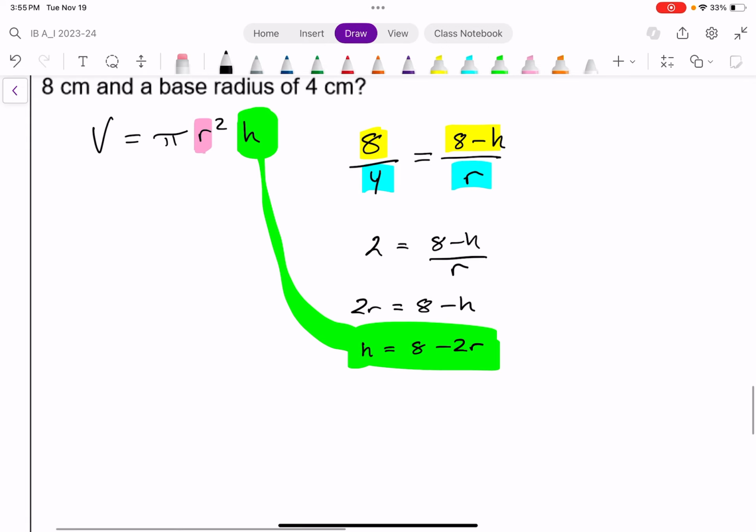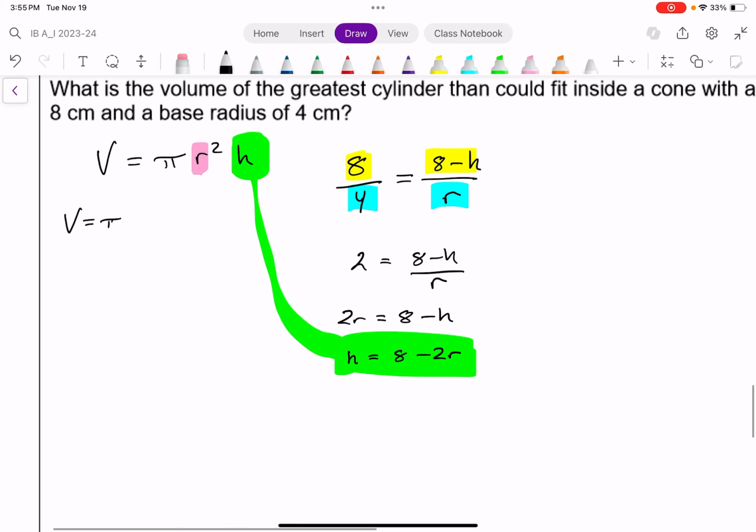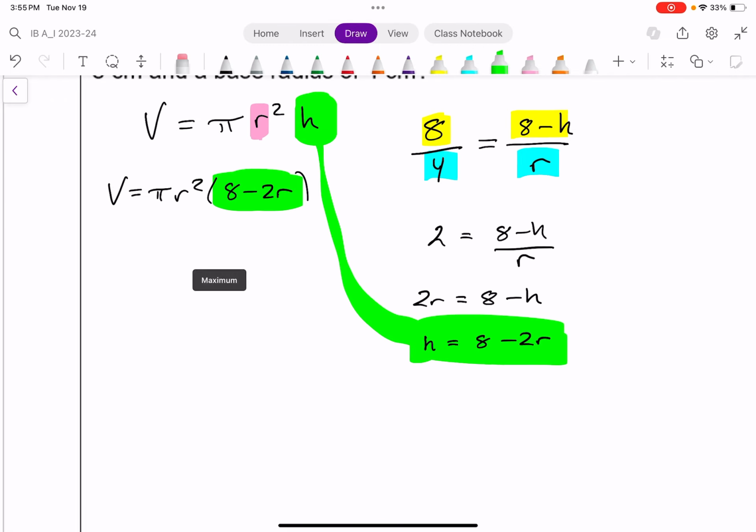So now I can say the volume here will equal pi times the radius squared times 8 minus 2r. At this point, I could go straight to my calculator and just graph this. I'm trying to maximize this function, but let's just focus on this algebraically. I'm going to leave the pi as a common factor. If I multiply out the r squared, I get pi times 8r squared minus 2r cubed.